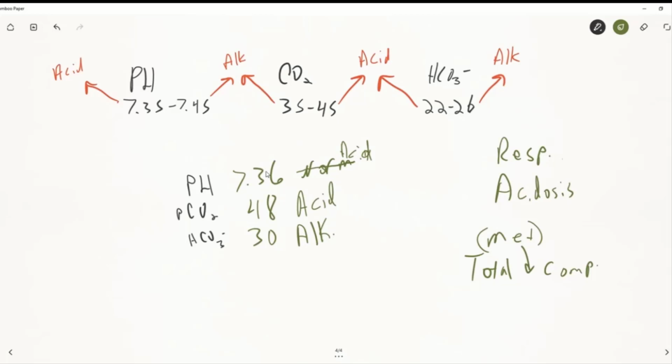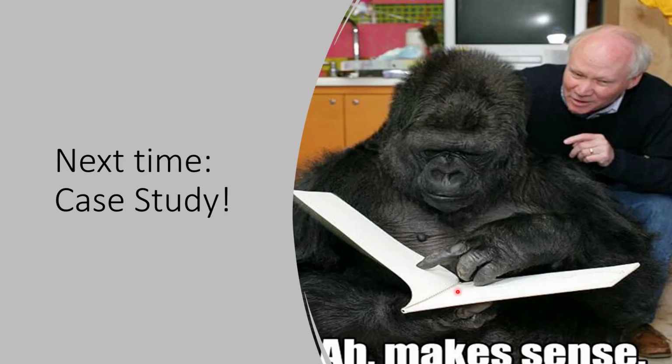Now, this compensation, it doesn't fix the problem. It doesn't fix the cause. It just brings the pH back to within the normal range. There's still the underlying issue. In this case, respiratory acidosis. We've said a few times now, that's something like COPD or asthma, something like that. So the underlying problem is still there. It's just we've fixed the pH imbalance because of the total metabolic compensation. Okay, so that's everything to do with pH as far as our class is concerned.